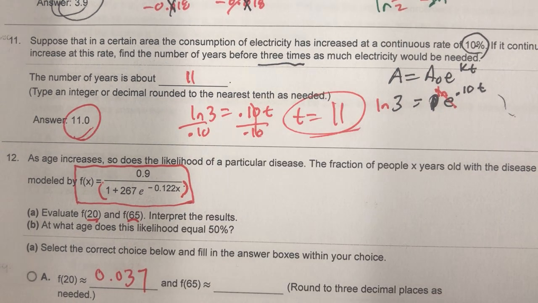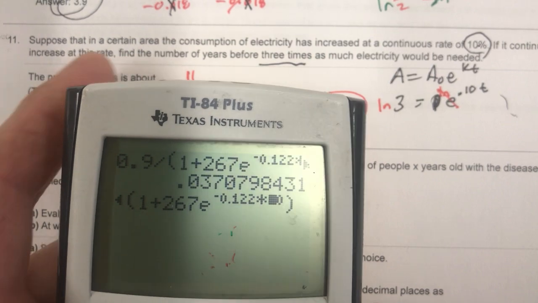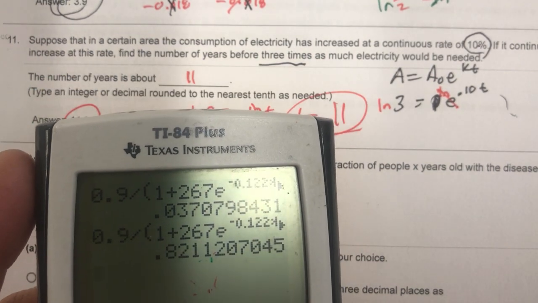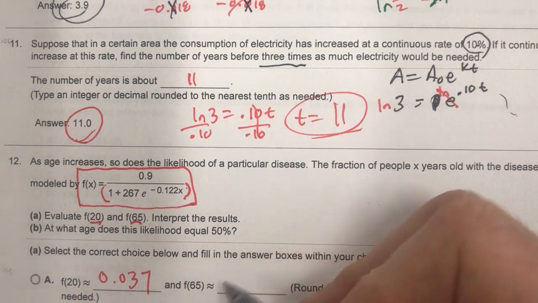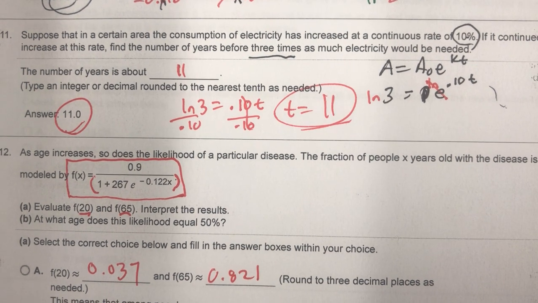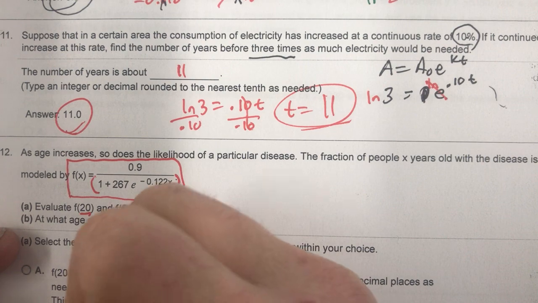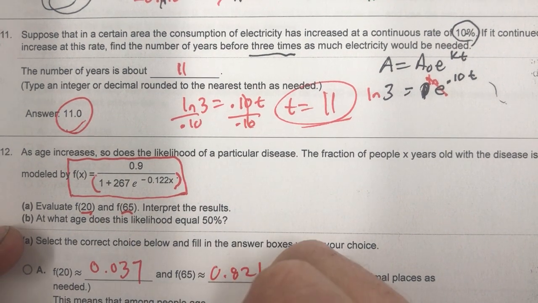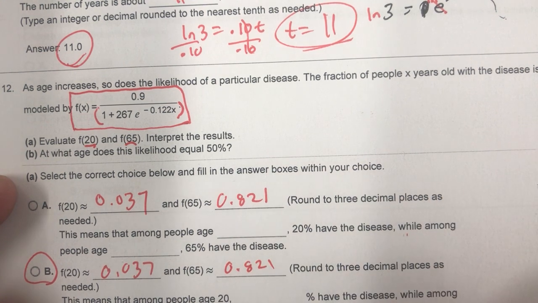And then 65, I'm going to do the same thing. I just got my equation on there, so I'm just going to type 65 right there, and then there you go, 0.821. Okay, I think we're answering the wrong one. I think it needs to be down here in B. This is 0.037. This is 0.821.